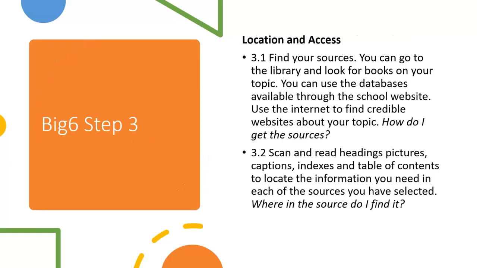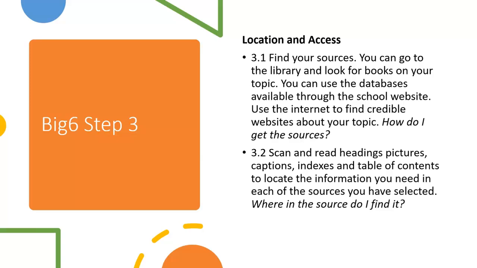Our third step is location and access. This is where you find your sources. You can come to the library and look for books through our catalogs, through our shelves. You can also use databases that are available through the school website. This can also be done in the library. And you can use the internet to find credible websites about your topic.